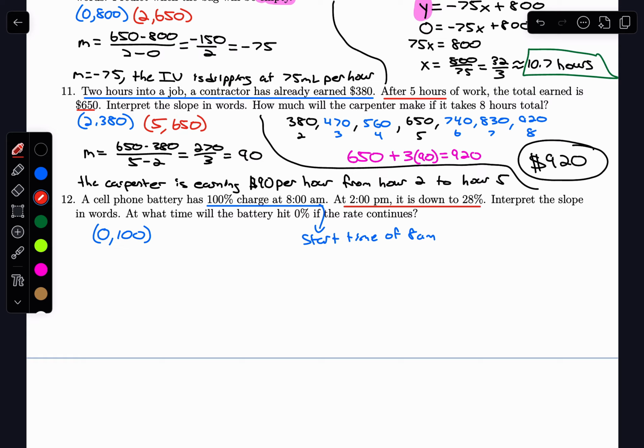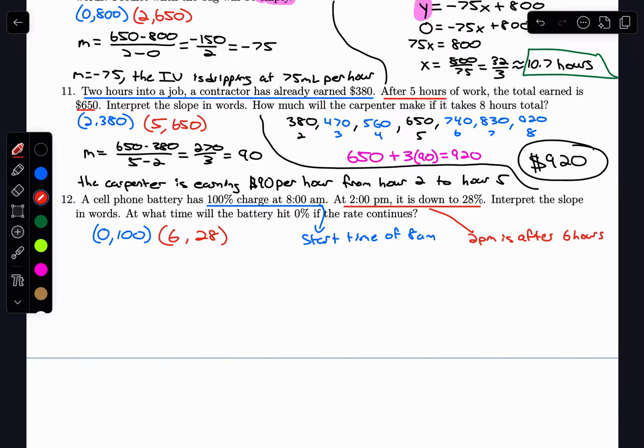It's down to 28%. So again, you might be tempted to say 2 comma 28, which is close, but not quite. Okay, because we need to think, if 8 a.m. is the start time, that means 2 p.m. is after 6 hours. Okay, it takes 6 hours to get to 2 p.m. from 8 a.m. So this is going to be 6 comma 28 instead of 2 comma 28. Okay, we need to account for how much time has passed. We don't really care what time it is in this case.